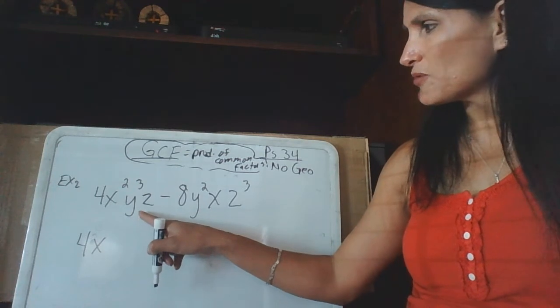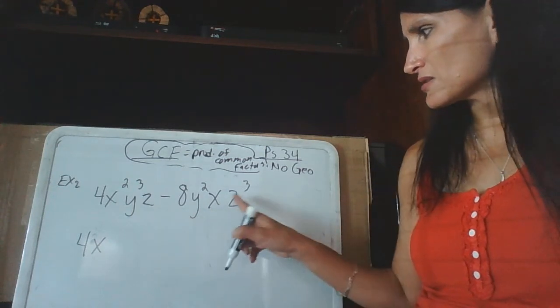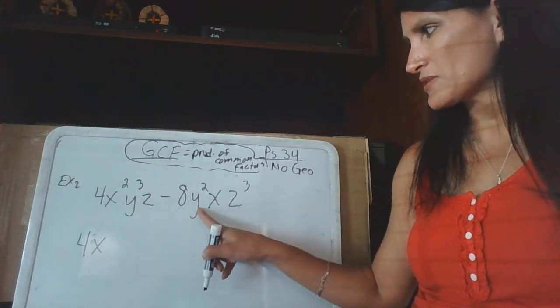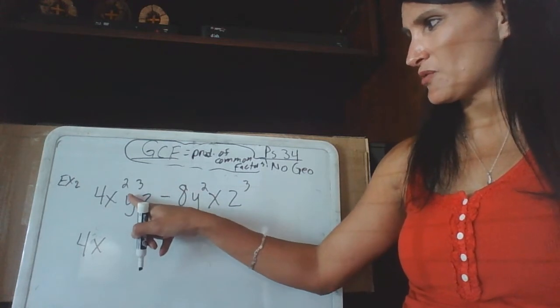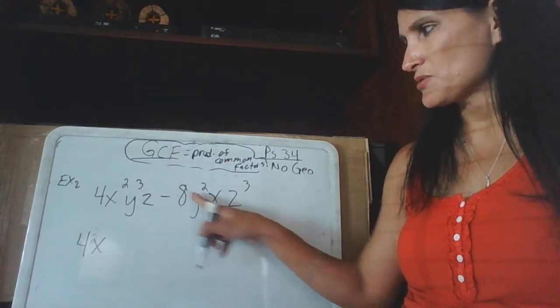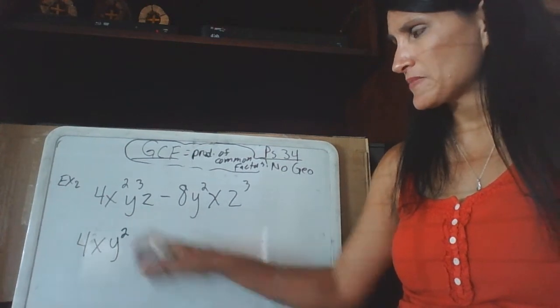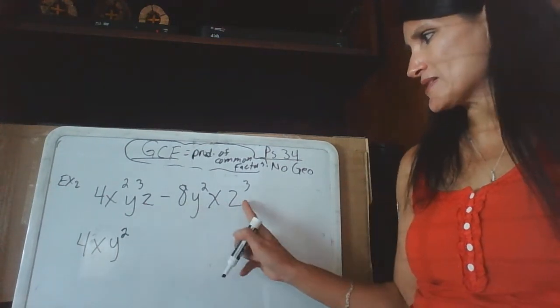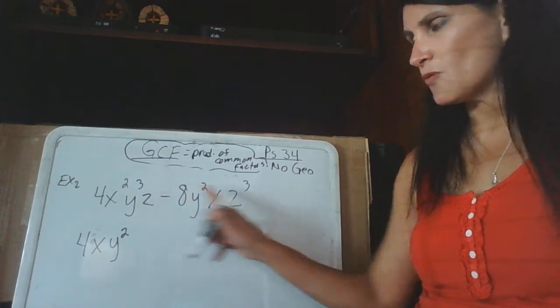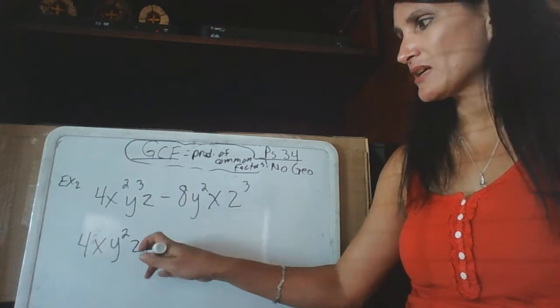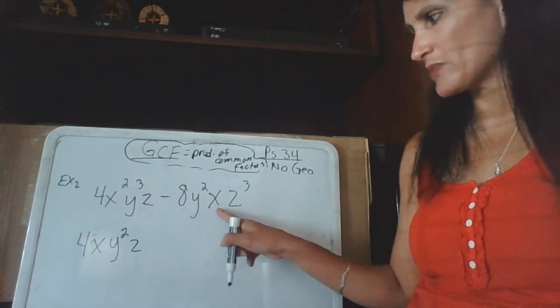Now let's look at my y's. This is y to the third, and this one is y squared. So again, this has 3 y's, this has 2, so they only have 2 in common. So y squared. And then this has 1 z, this has 3 of them. They only have 1 in common. Notice I'm picking the smaller exponent from each letter.